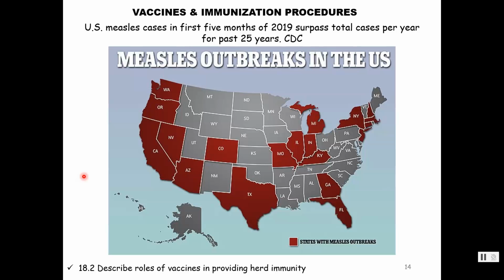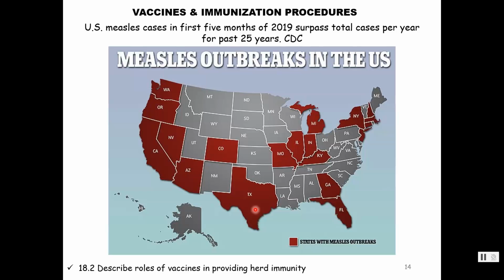And so we've had these outbreaks, and yes, Texas is one of those states with measles outbreaks. We've had some outbreaks in Montgomery County and other counties as well. This is off the CDC: U.S. measles cases in the first 5 months of 2019 surpassed the total cases per year for the past 25 years. And like I said, it doesn't take that many people to not get vaccinated.